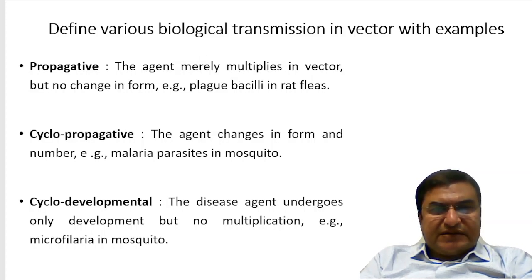Number one is propagative. What do we understand by propagative type of biological transmission? Here, the agent merely multiplies in the vector and there is no change in the form. The example of propagative type of biological transmission is plague bacilli in the rat flea. We can remember by the mnemonic P4P, plague propagative.